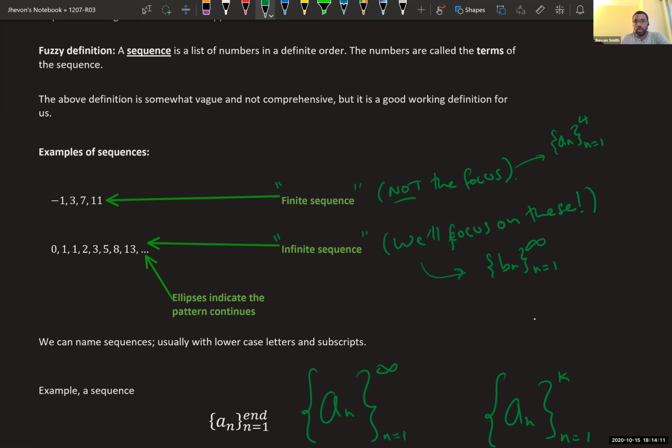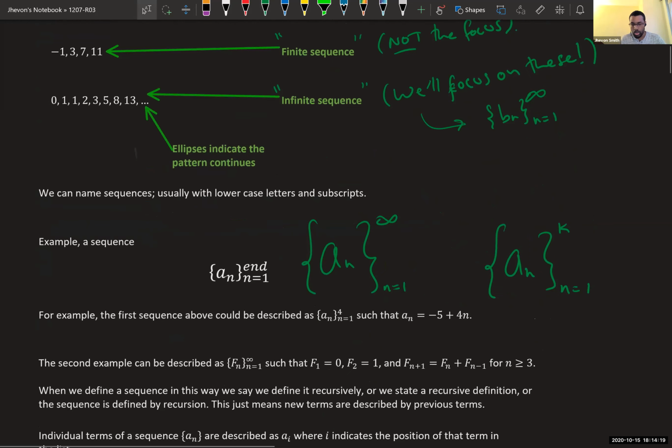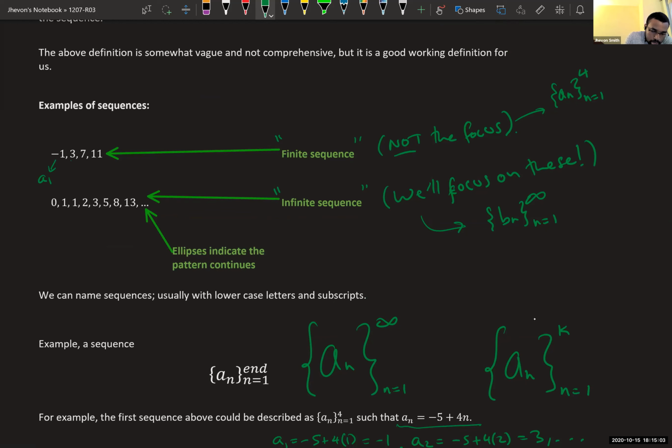The actual terms are also labeled like that. The first term I would label a1, a2, a3. So this is how I would write out that list. For example, in the first sequence above, I can describe it like this. I actually wrote it down for you, where a_n is this formula, which means this is how I'm determining the list. It has a definite order. I had a reason in mind for listing things. If I take a1, that is, if I plug 1 into this formula, that gave me minus 1. Then a2 would be if I plugged in 2, and that would give me 3, and so on. So there's a formula I was thinking of when I wrote this list, and I can write down the terms. I can name the terms. This is the a1 term, this is the a2 term, this is the a3 term, and that is the a4 term.